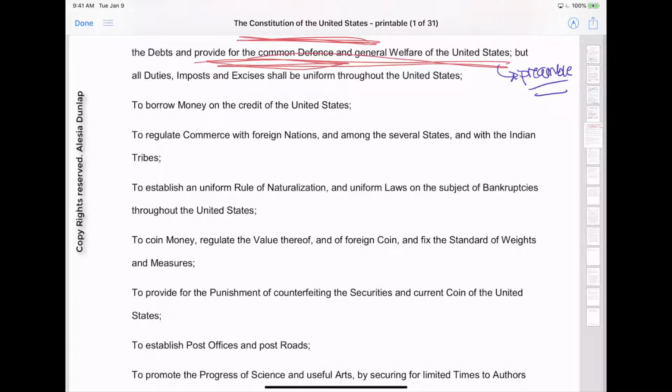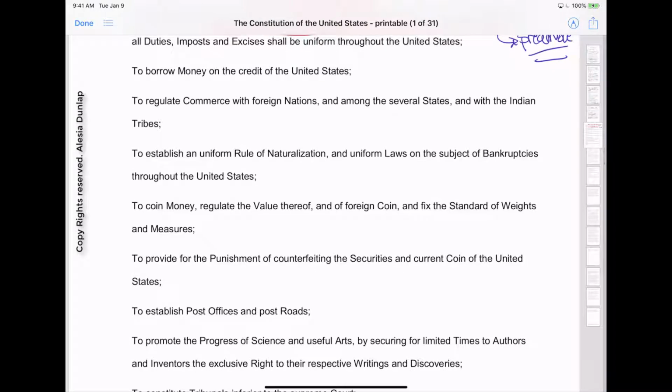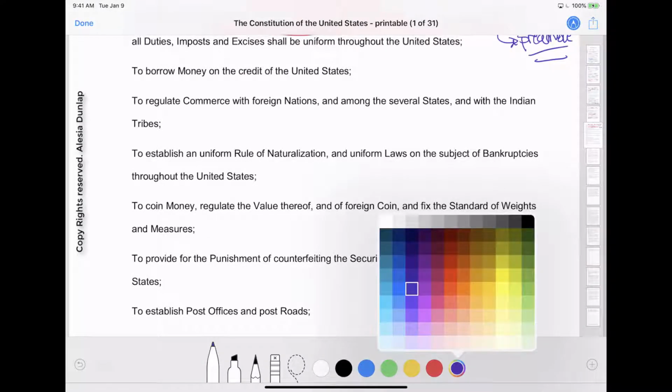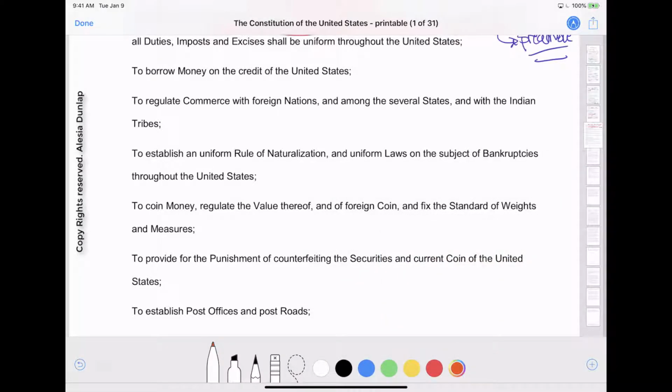Not only can we collect money from the citizens, but we can also borrow. We have the option to borrow. We can take money from other people. Isn't that great? Borrow money.